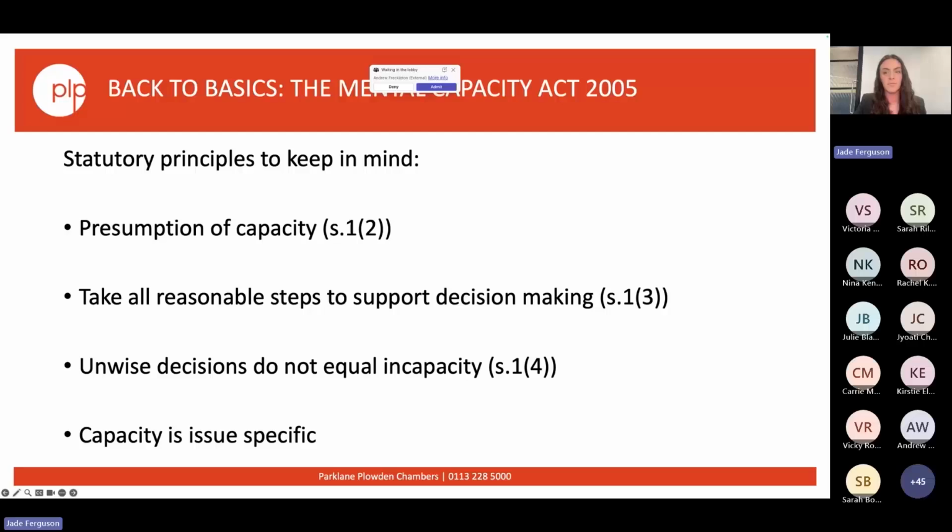There is a space between an unwise decision and one that someone doesn't have capacity to make. So again, something to keep in mind, even if your client is wanting to accept a particularly low settlement offer, it might be incredibly unwise, but it doesn't necessarily mean that they don't have capacity. And lastly, capacity is decision specific. Capacity isn't global. A person may have capacity for some decisions, but not other decisions. So, for example, somebody may lack capacity to manage their finances, but they would have capacity to litigate. So each decision needs to be assessed separately.